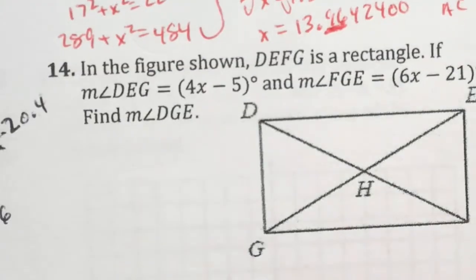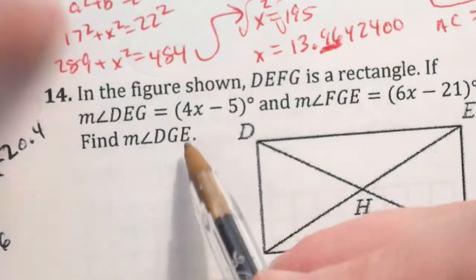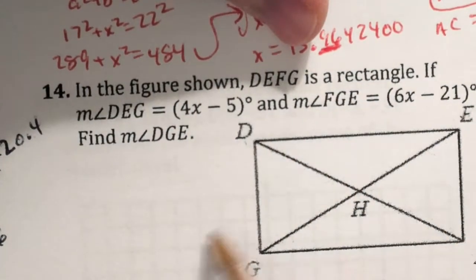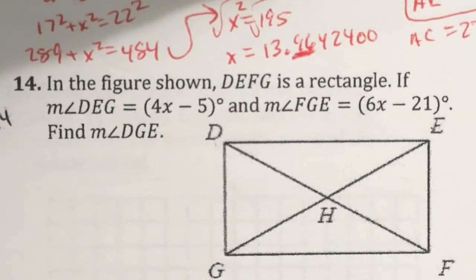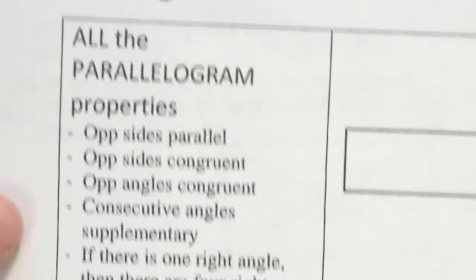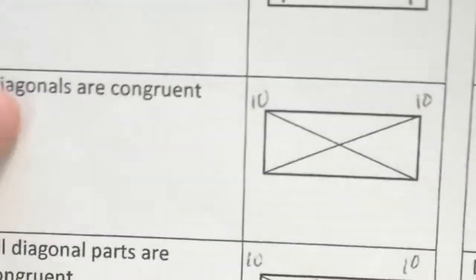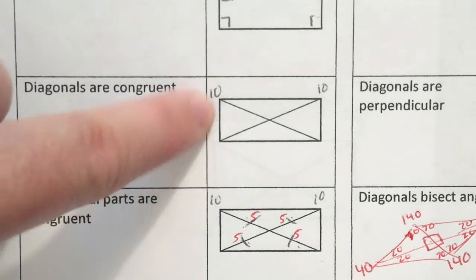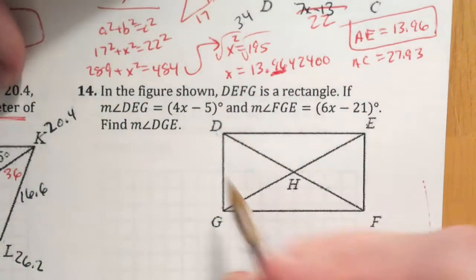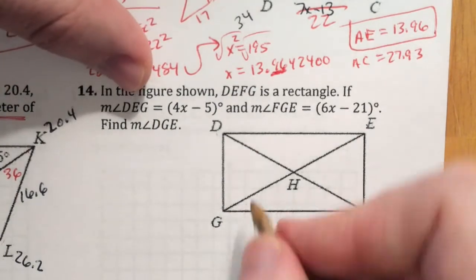Okay, so number 14. On number 14, we have DEG, FG is a rectangle. So we're going to have the rectangle rules in front of us, which is on page 2. In addition to our parallelogram rules, these are right angles, the diagonals are equal, and all 4 of these are equal. All right, so we have that.